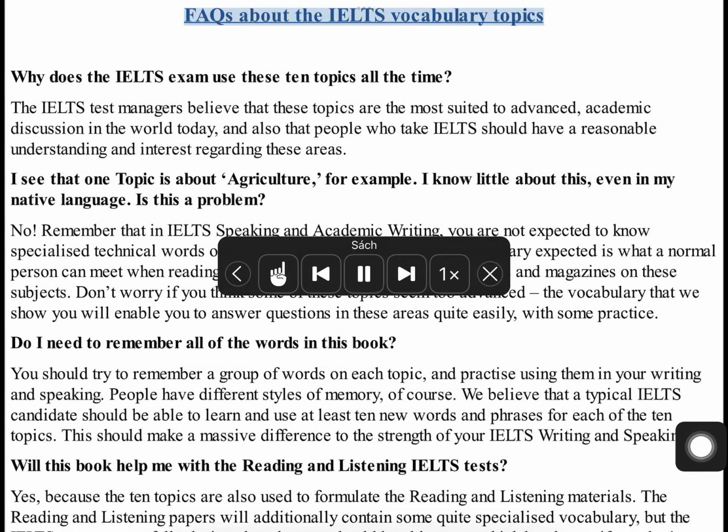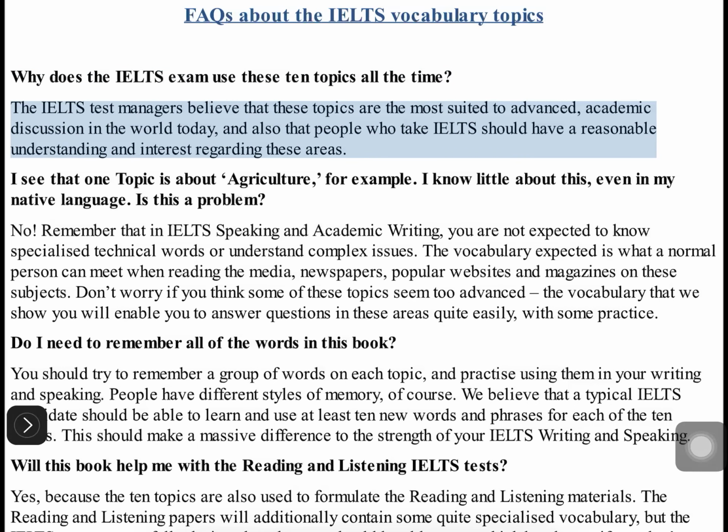FAQs about the IELTS vocabulary topics. Why does the IELTS exam use these 10 topics all the time? The IELTS test managers believe that these topics are the most suited to advanced academic discussion in the world today, and also that people who take IELTS should have a reasonable understanding and interest regarding these areas.